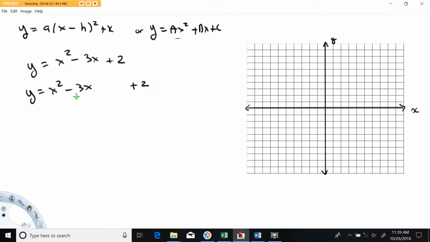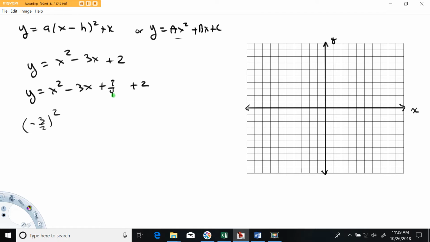Now I take a look at this and I say to myself, what do I have to add here to make this a perfect square? And you look here, that's a negative 3. Cut that in half, right? That's negative 3 halves, and square it. That's 9/4. So I'm going to go ahead and add 9/4 here.